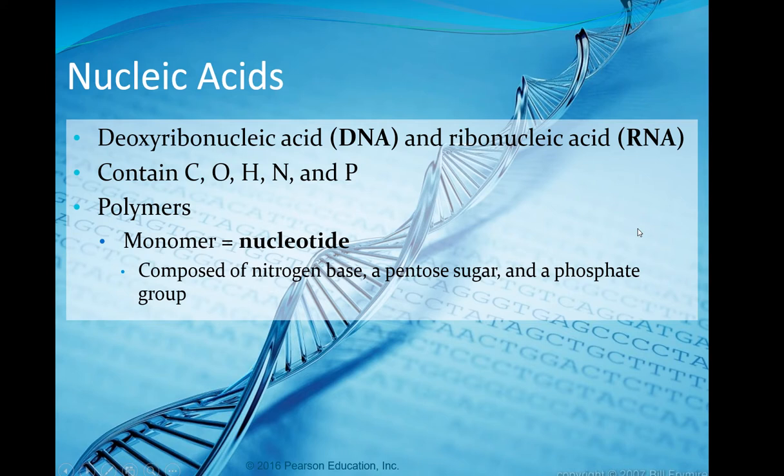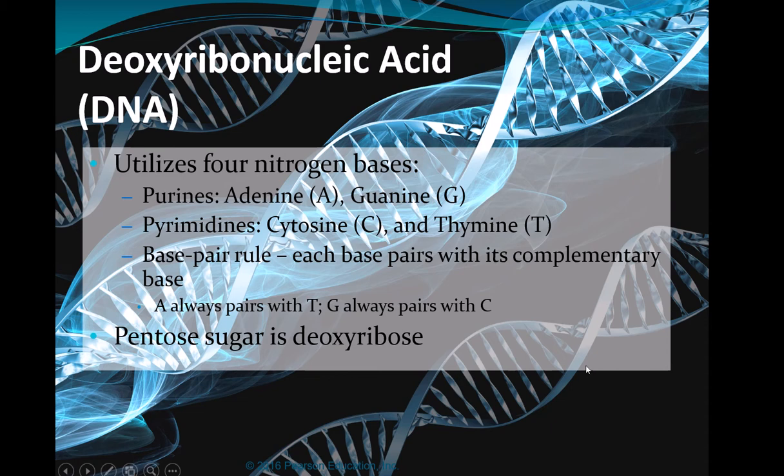Let me go back. So nucleic acids are things like DNA, RNA, and ATP. We're going to focus on DNA and RNA first. DNA is deoxyribonucleic acid, RNA is ribonucleic acid. All nucleic acids will contain carbon, oxygen, hydrogen, nitrogen, and phosphate. These are polymers. Their monomer subunit is what we call a nucleotide, which has a nitrogenous base, a pentose sugar, and a phosphate group. Let's see what that looks like.